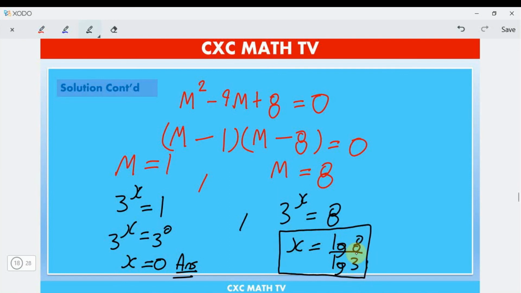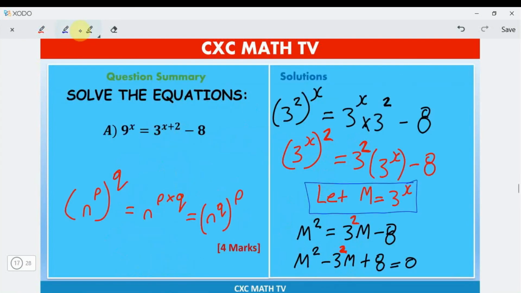But the two answers, when you solve this equation, you'd end up getting x equals 0 or x equals log 8 over log 3. Those are the two answers, all right? These are our answers that we would get.